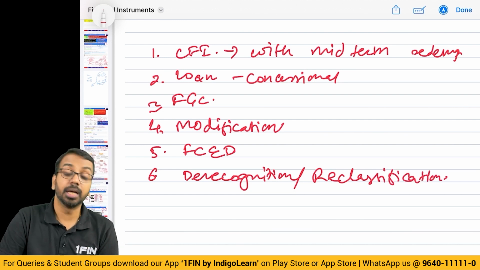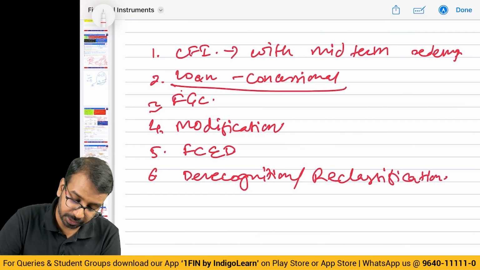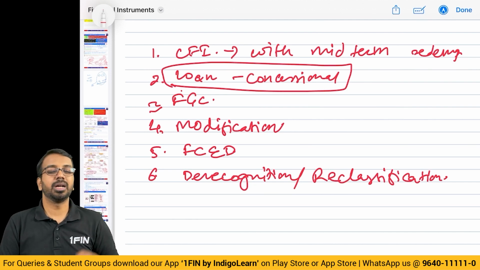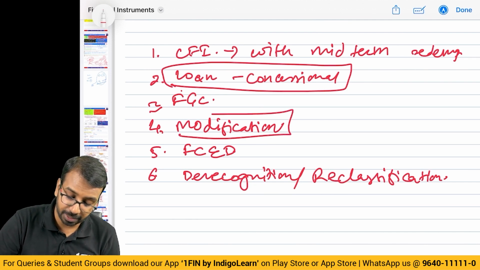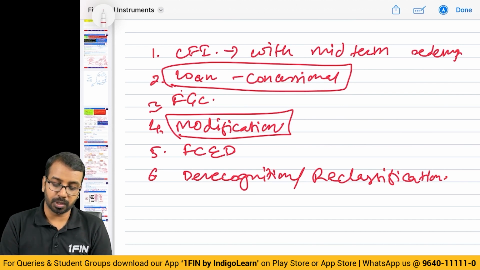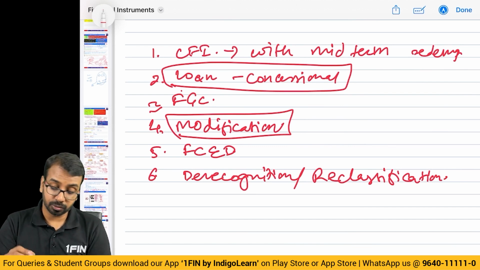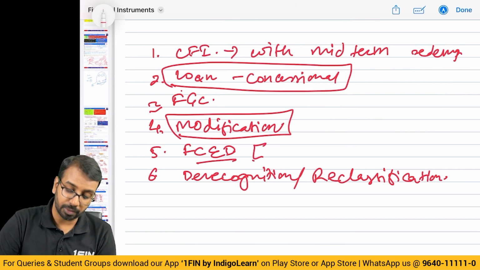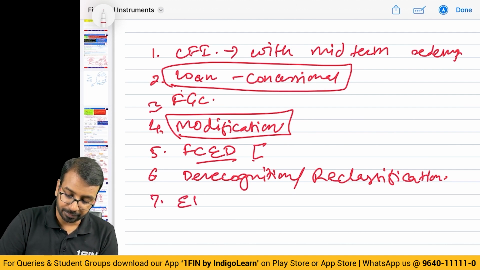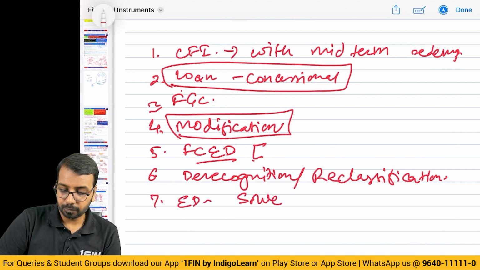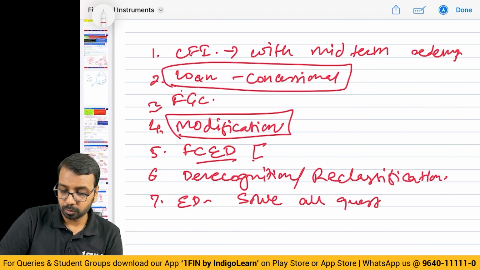This also you have to be careful about, especially when a loan is given, right? Employee loans and all. Read the terms and conditions very carefully, compute the cash flows carefully. Same thing goes with modification as well. Read it very, very carefully so that you can account for it. FC, we have already seen one question. Then for embedded derivatives, solve all questions.